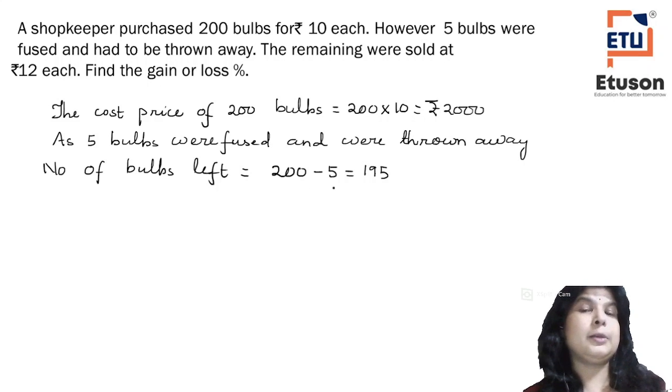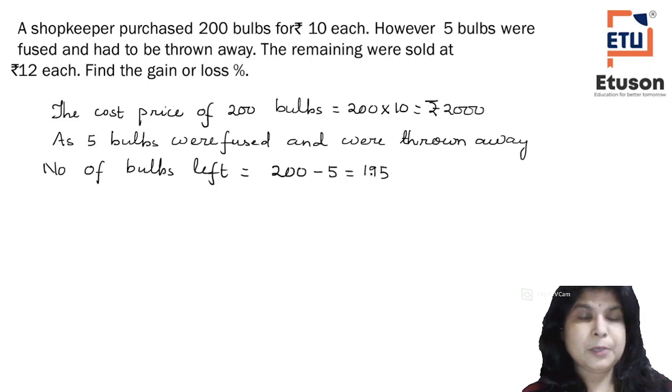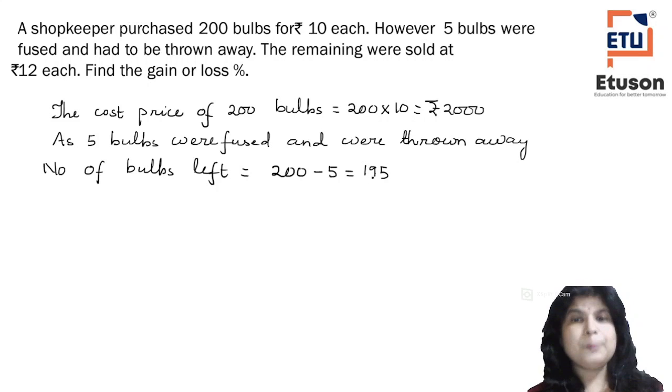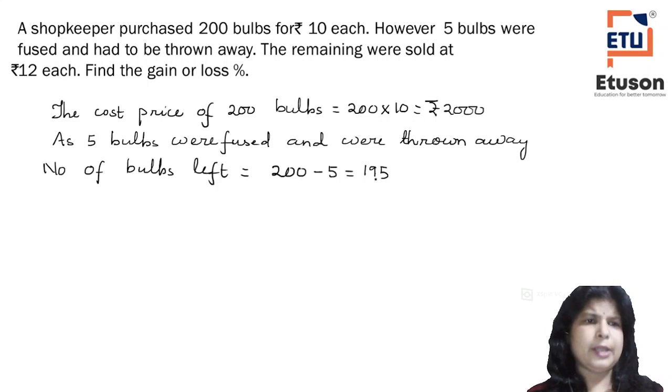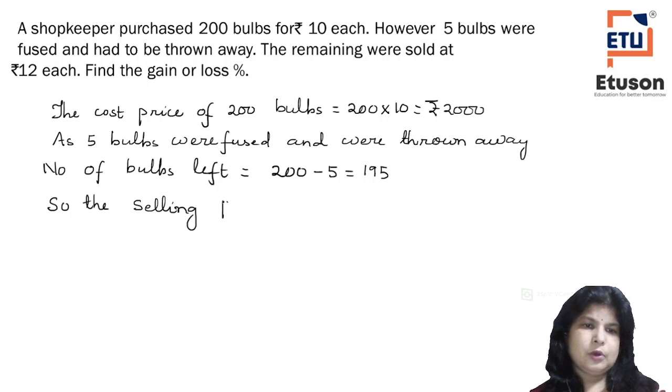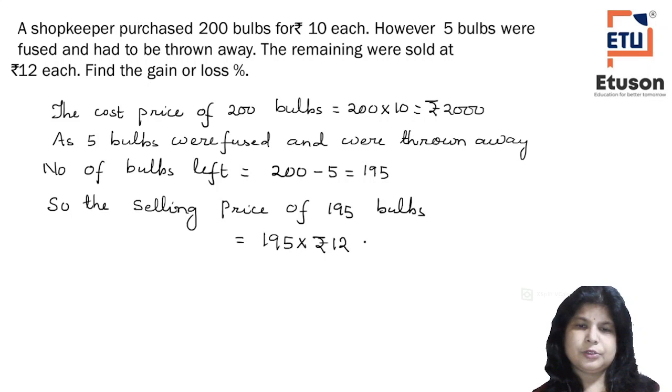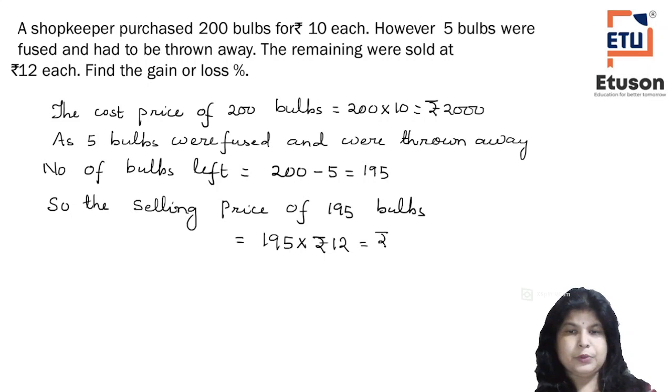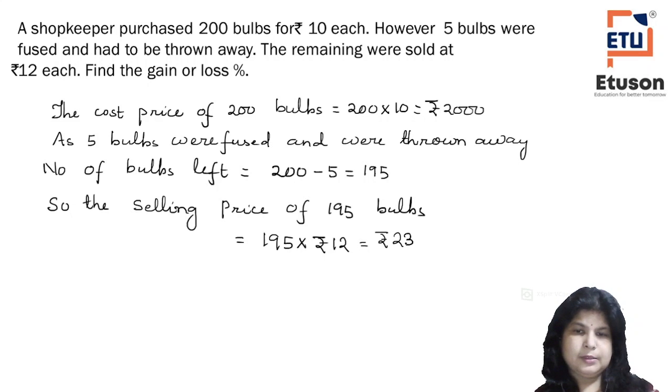You don't have 200 bulbs now because 5 bulbs are wasted. So now the shopkeeper has only 195 bulbs to sell and make profit or gain depending on its price. So the selling price of 195 bulbs is equal to 195 into rupees 12, which is equal to rupees 2340.